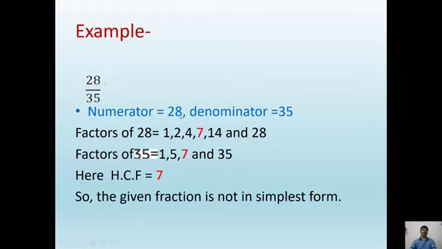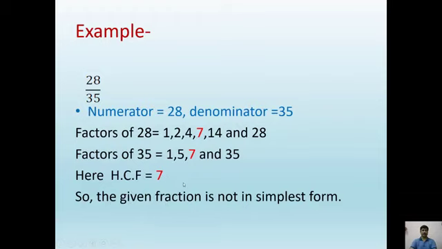Another example, the fraction is 28 upon 35. Here the numerator is 28, denominator 35. Now write the factors of 28. Factors of 28 are 1, 2, 4, 7, 14 and 28. The factors of 35 are 1, 5, 7 and 35. Here the HCF, highest common factor, will be 7.